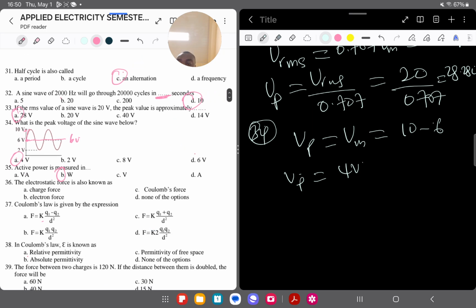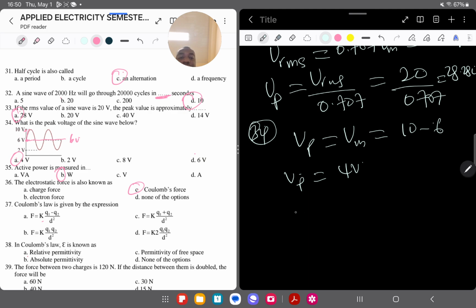Okay. Now, question 36. The electrostatic force is also known as, if you look at, we have A, charge force, B, electron force, C, Coulomb's force, and then D, none of the options. So the answer here is going to be C, Coulomb's force, right? Because when it comes to electrostatic force, we are talking about the force between charges, right?